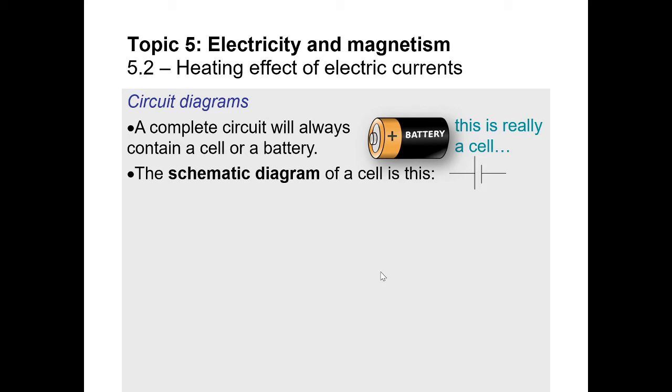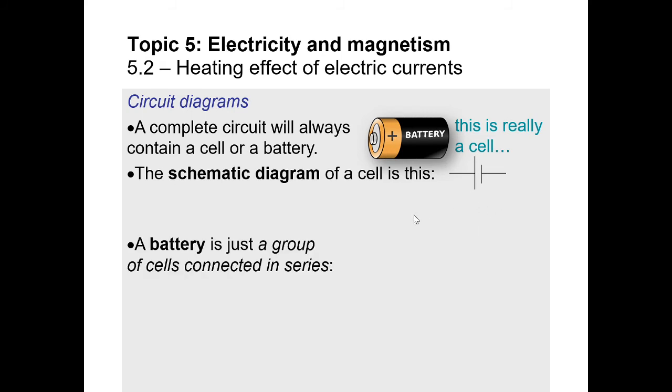Now, if you remember, we said any circuit will contain some voltage source, a component, and conductors. So here is the voltage source, the battery, and it's also known as a cell. This picture is in your data booklet.